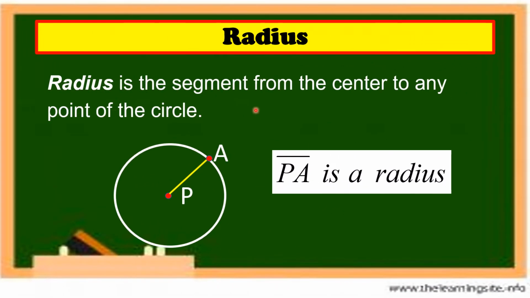A radius is a segment from the center to any point of the circle. This is circle P. The center of the circle is point P. We have a point in the circle, and that is point A. If we connect point P and point A using a segment, we have a radius. PA is a radius because it connects the center and a point in the circle.